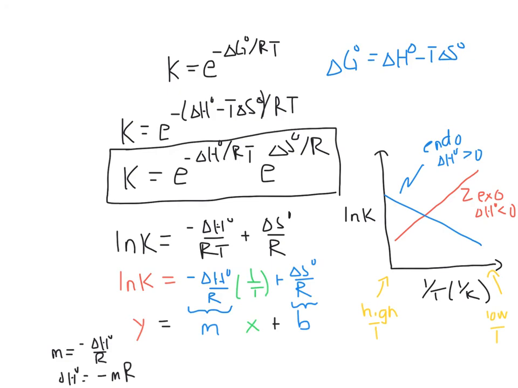Notice also that the y-intercept, so if you extrapolate your data to 1 over T equals 0, the y-intercept will be equal to delta S naught over R. And so if you take your y-intercept value and set that equal to delta S naught over R, you can get delta S naught from your data by multiplying your y-intercept by R.